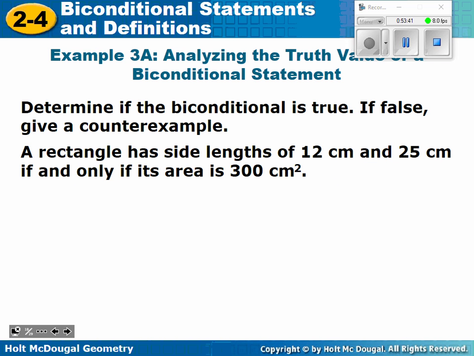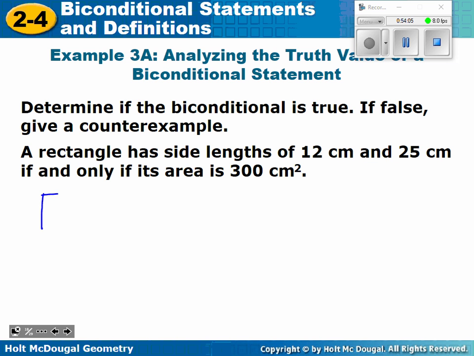All right, so let's see if this is true or false. It says determine if it's true or false. If it's false, give a counterexample. A rectangle has side lengths of 12 and 25 if and only if its area is 300. So what you're going to ask yourself is, is it true going this direction, and then switch the direction and go backwards? Is it also true?